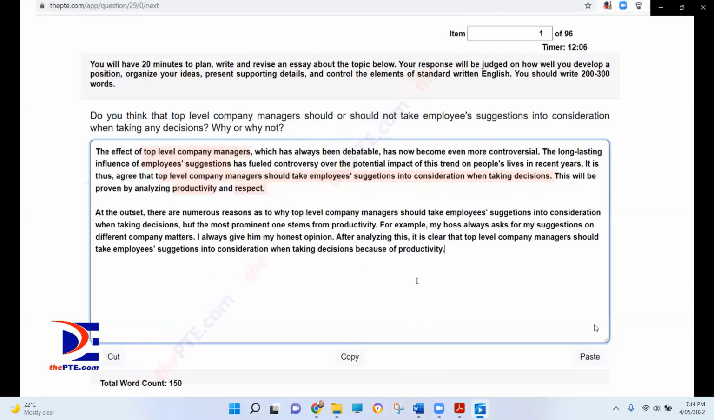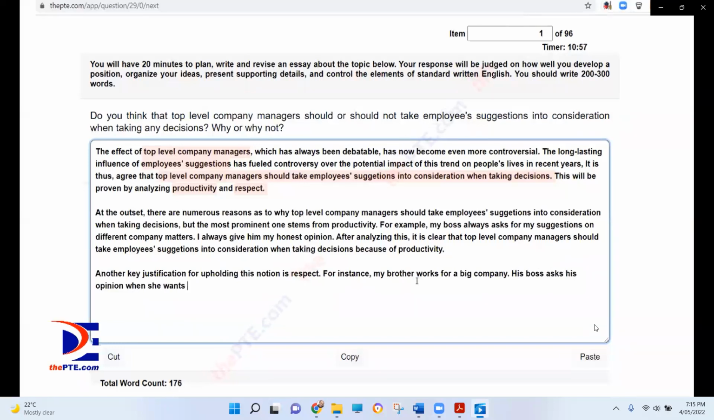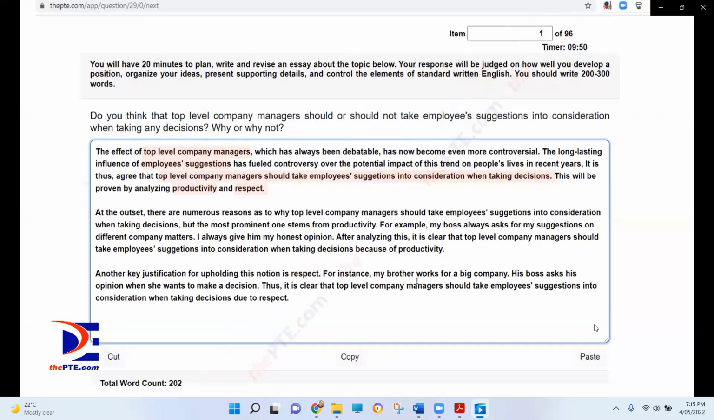Now type body 2. Another key justification for upholding this notion is idea 2, which, if you remember, was respect. For instance, produce a simple example of 2 sentences. My brother works for a big company. His boss always asks his opinion when she wants to make a decision. Thus, it is clear that theses, top-level company managers should take employees' suggestions into consideration when taking decisions due to respect. And finally, you type the last section.